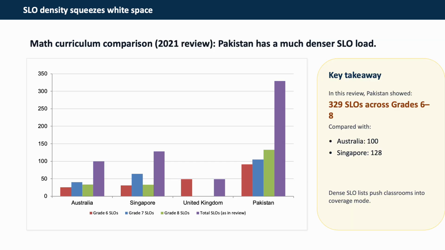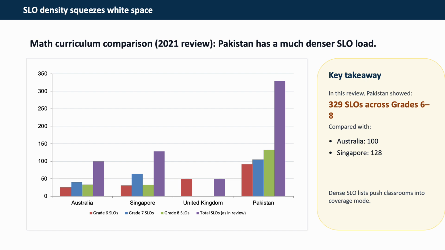Now, the chart that you see on the screen tells the entire story. It's a simple comparison of the number of the SLOs in four countries: Australia, Singapore, the UK, and Pakistan. We had some missing data for the UK, so let's just focus on Australia, Singapore, and Pakistan. Now, notice that across grades 6 to 8, Pakistan has 329 SLOs, while Australia only had 100 and Singapore 128.